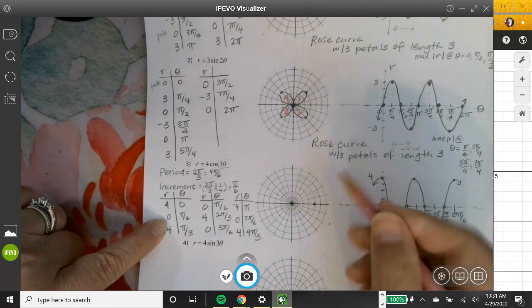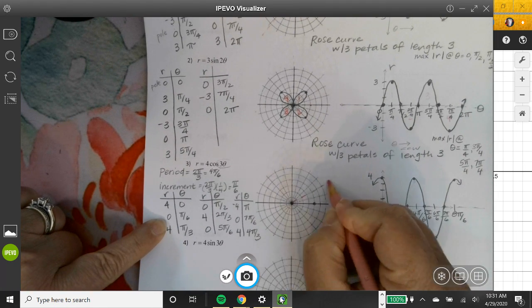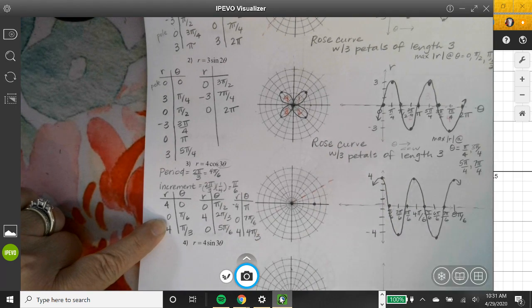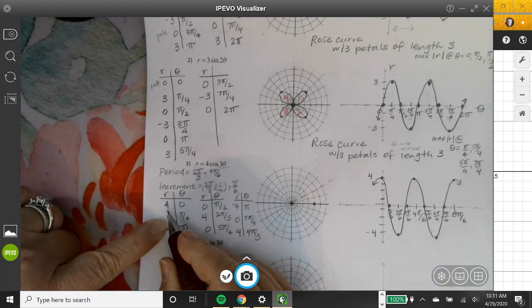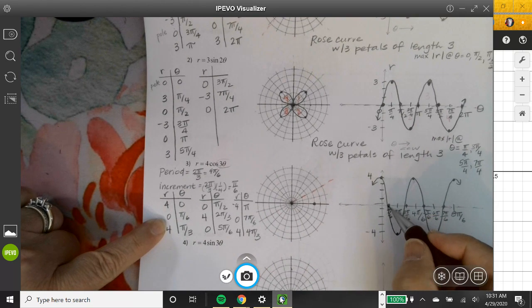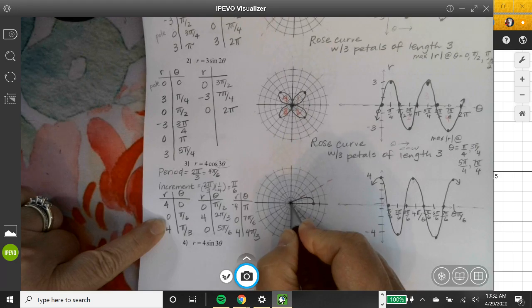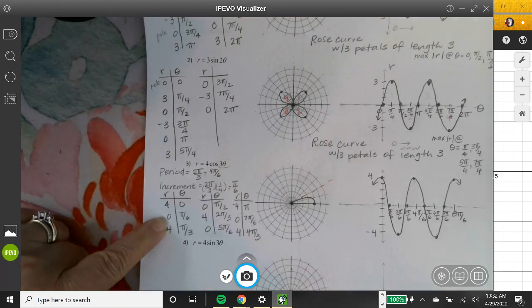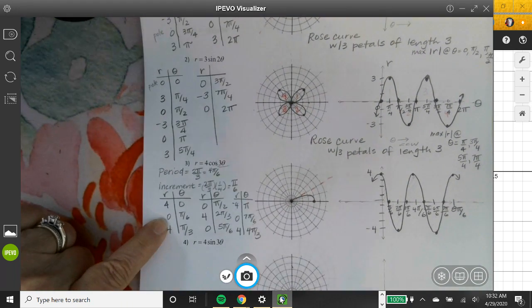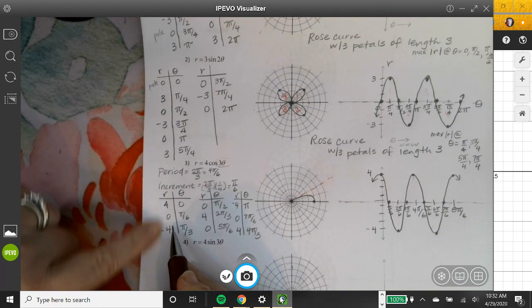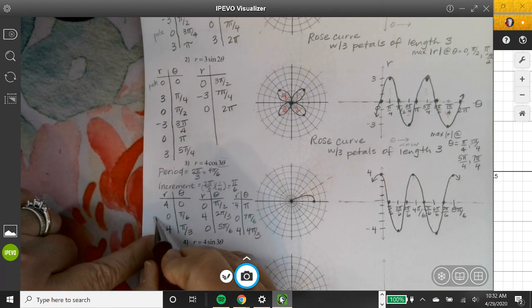So where is pi over 6? Remembering pi over 6 is this line. That's theta equals pi over 6. So my r is getting smaller until I get to 0 there at pi over 6. Okay? Then where's the next point I'm headed to? I pass through the pole because r has changed signs here.